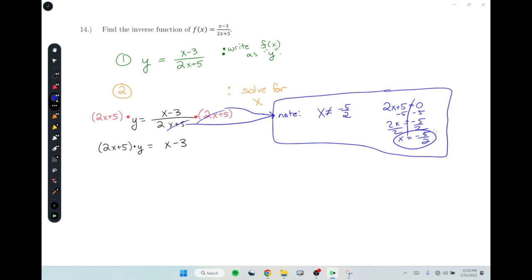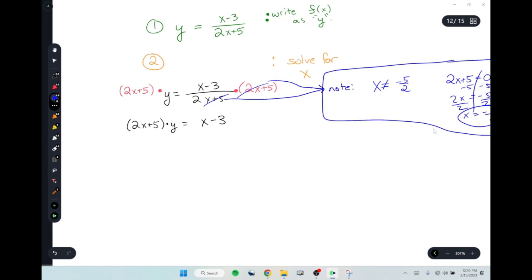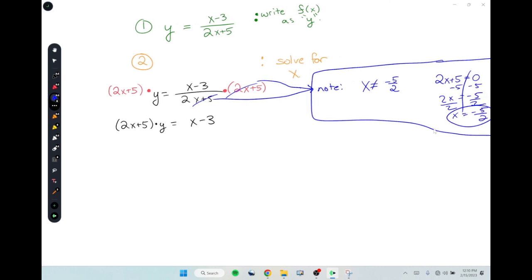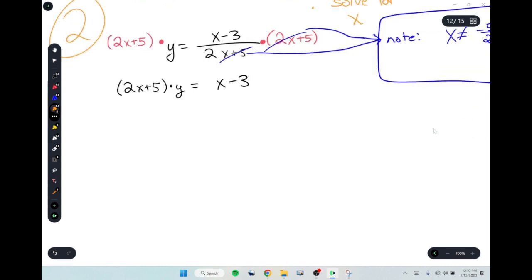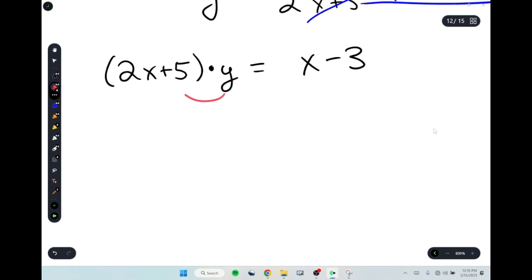Since we got rid of a denominator, our brain has to make a side note saying there was a restriction, even though it doesn't look like there's a restriction anymore. That restriction still exists. So this is still all under step 2. Now what? Multiply. Do this little distributive property thing, right? Even though it's backwards, it's still the distributive property.